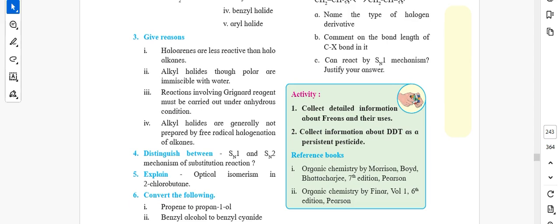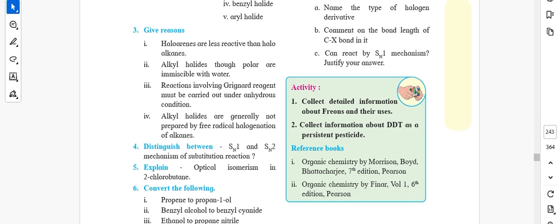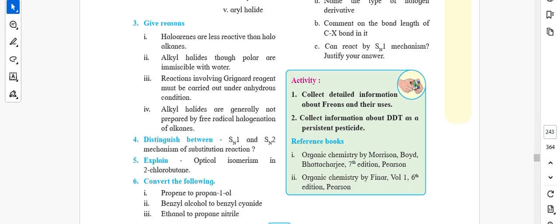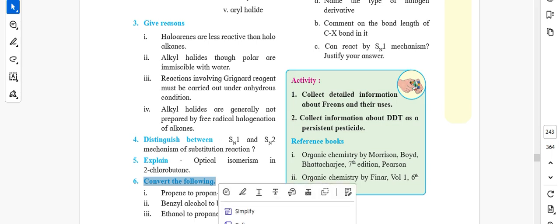Dear students, today we are going to solve question number 6 from the Haloalkyl and Haloarene chapter. Can you see question number 6 on the screen? I can highlight it for you. Convert the following.